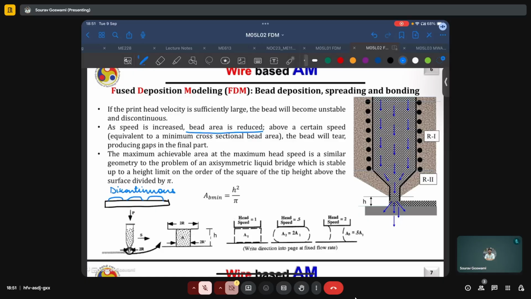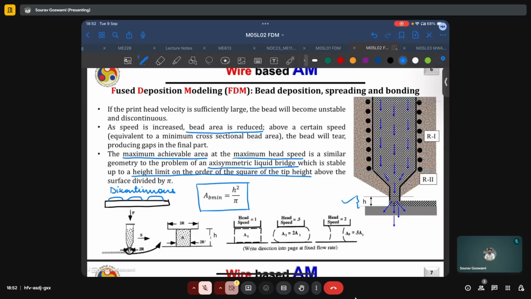The maximum achievable area at the maximum head speed is analogous to the problem of an axisymmetric liquid bridge, which is stable up to a height limit on the order of the square of the tip height above the surface divided by pi. Thus, it is equal to h square by pi, where h is the distance of the nozzle from the surface given here.